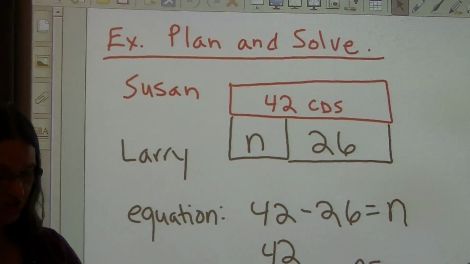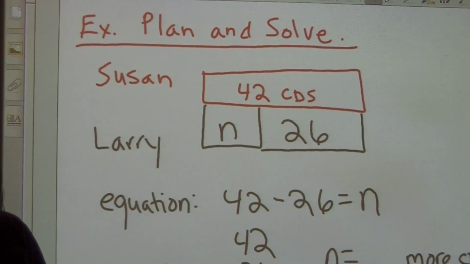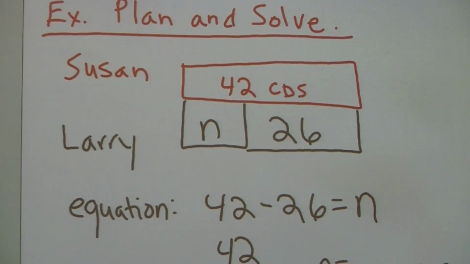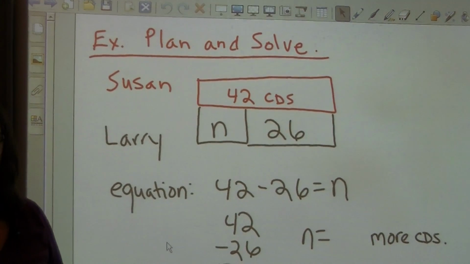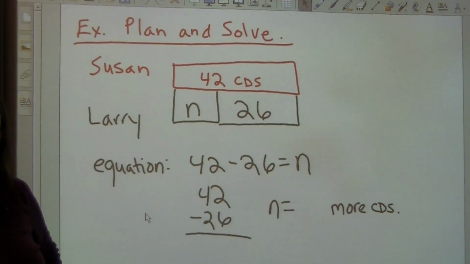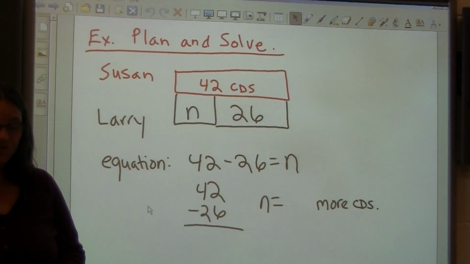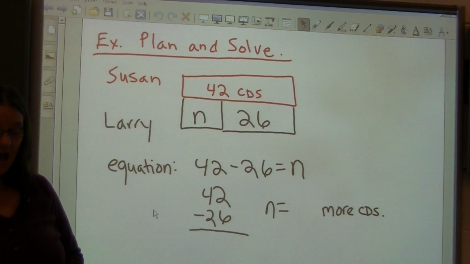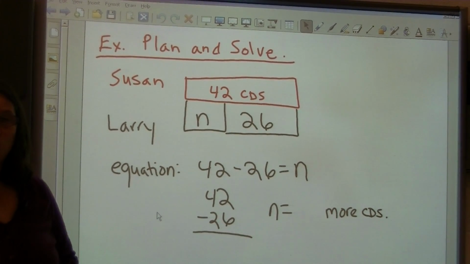Okay, top of page 44, where it says draw a picture and write an equation. It says 3 friends have music collections. How many more CDs does Susan have than Larry? Well, the first thing we will need to find out is, well, how many CDs does Susan have? Look at your chart there for your music collection. Susan has how many? Yes, she has 42. Good job. And then how many CDs does Larry have? Yes, on there it says 26.